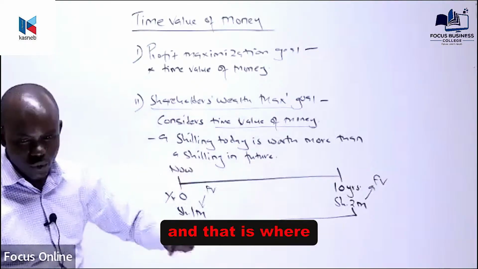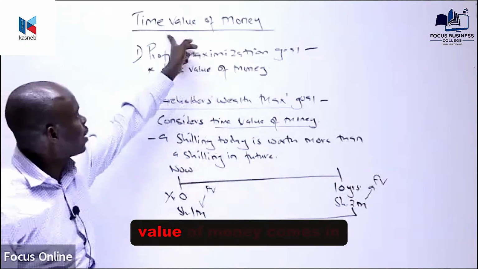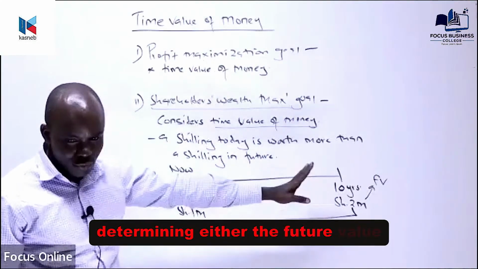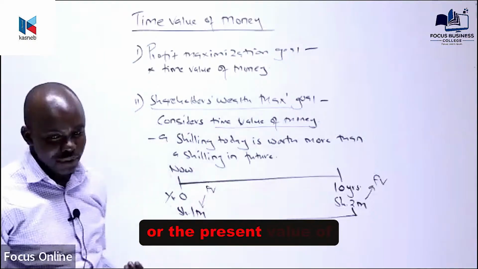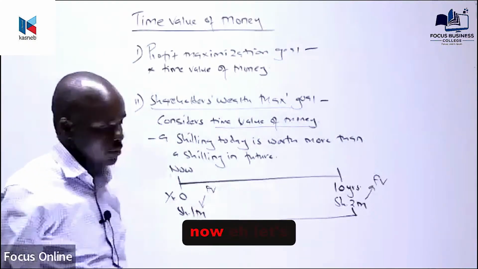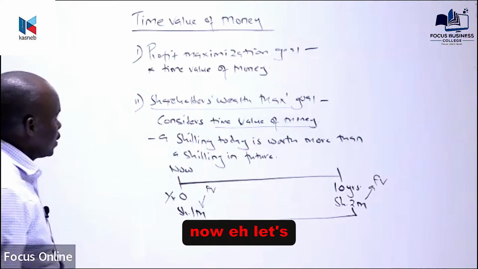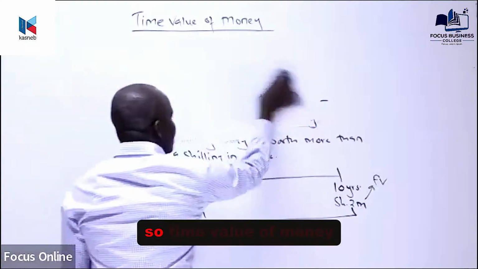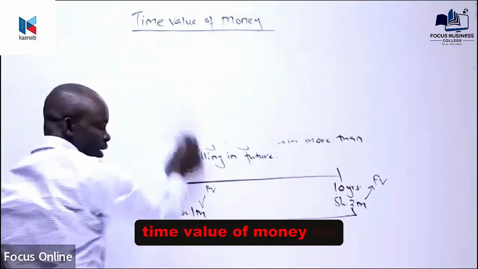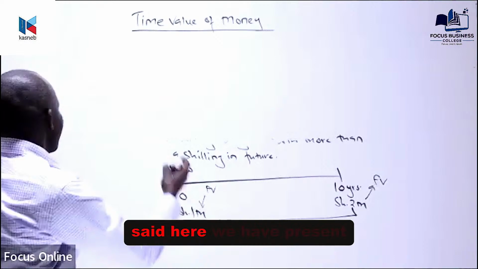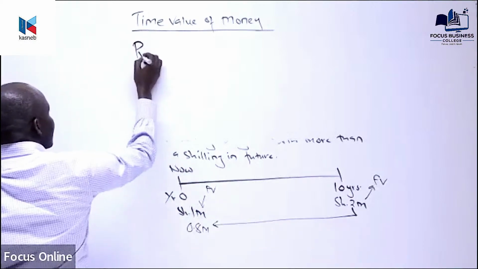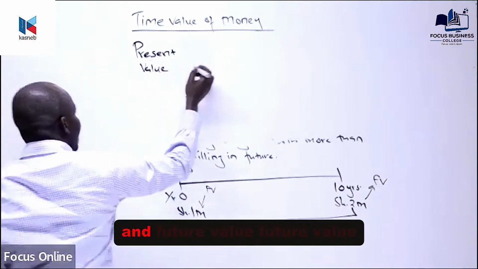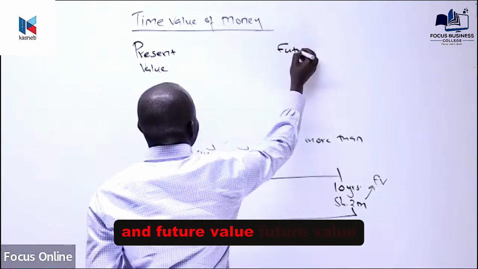But you must compare the two amounts in the same form, either in present value terms or in future value terms. And that is where the concept of time value of money comes in, determining either the future value of an amount or the present value of an amount. Now, let's say something about the time value of money. Here we have present value and future value.